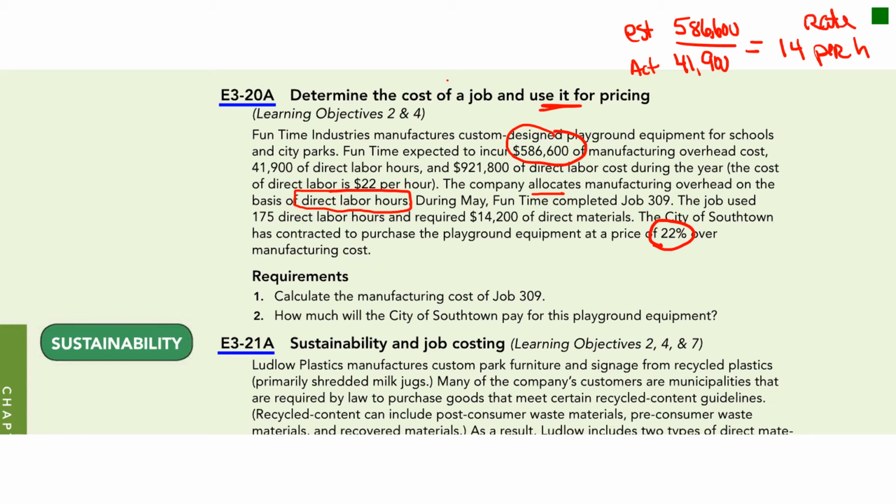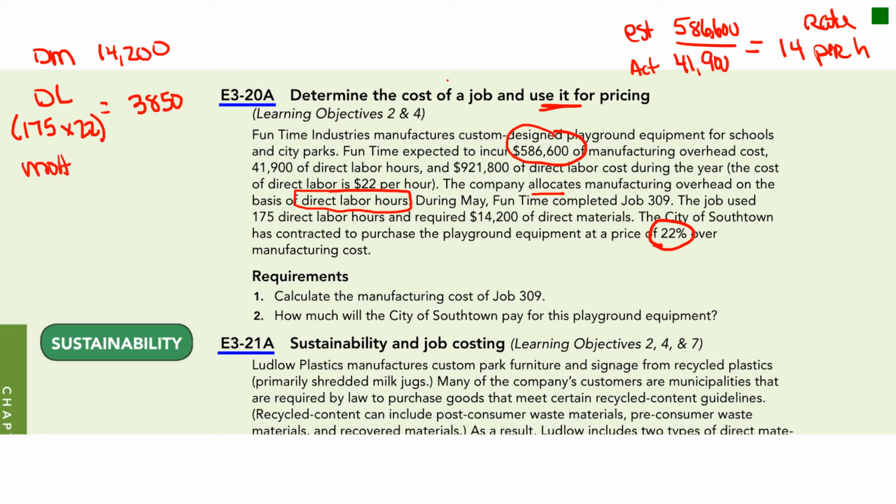Okay. Now, next up is we need to get the cost of the job. So this is job 309, so we need to know the direct material cost, which they give us. It says the direct material cost was $14,200, so we know that one. The direct labor, sometimes they make you calculate this, and they do in this one. You had 175 hours, and the labor rate they told you is $22 per hour. So we multiply that by $22. That gives us $3,850. That's our direct labor, product cost number 2.